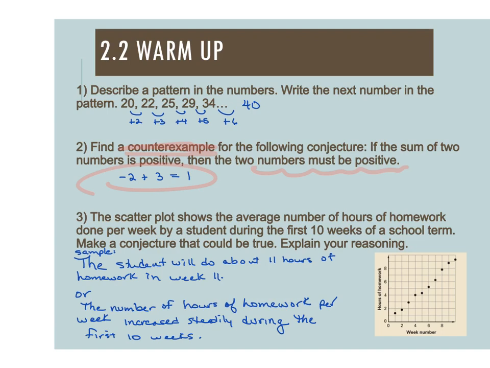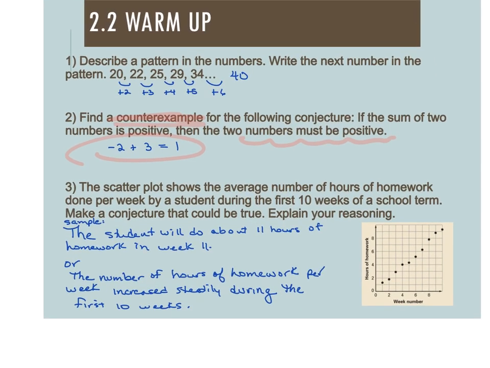So that's my counterexample. It's just a sample answer. You could have had different ones. Now, when you're asked to make a conjecture, again, everybody's conjecture could be different. You're just coming up with some kind of statement about this graph.